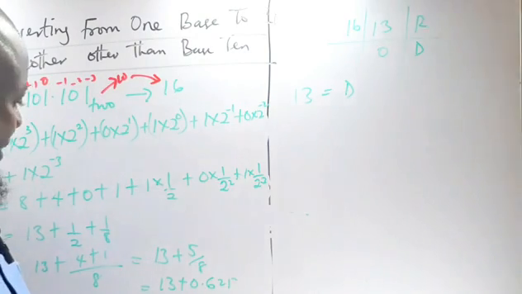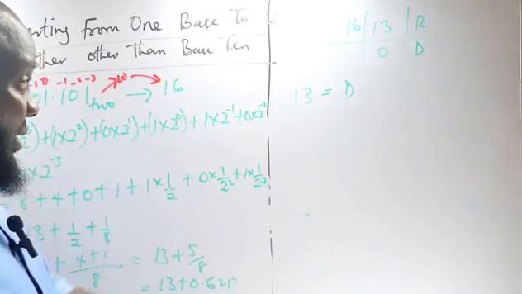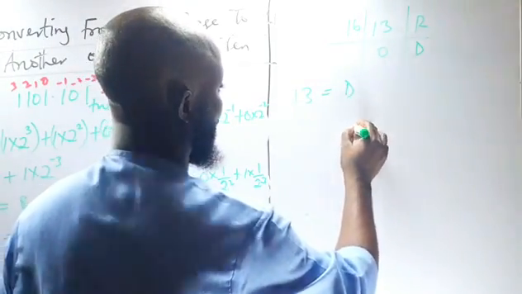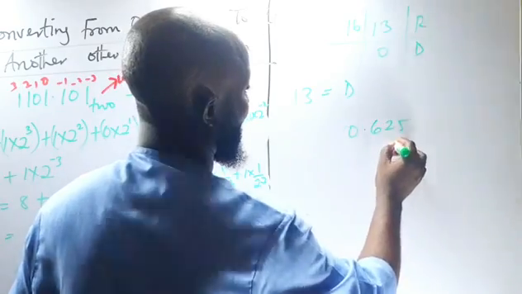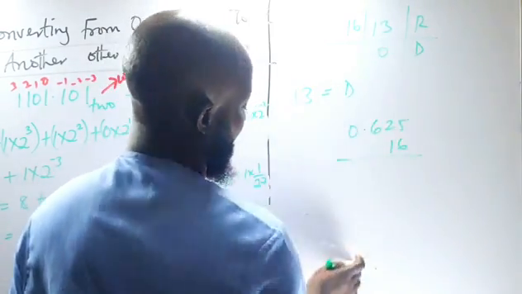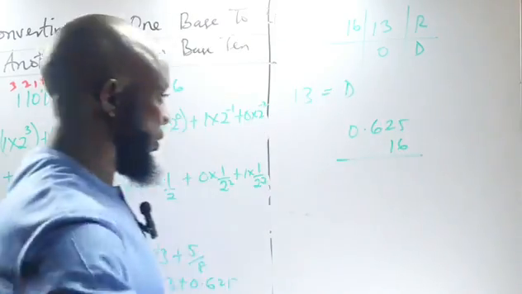So the next stage is to convert 0.625 to base 16. Don't forget the way we did the other time. We multiply everything by 16, then we take the remainder. This whole part will be our answer. So let's make use of calculator. 16.